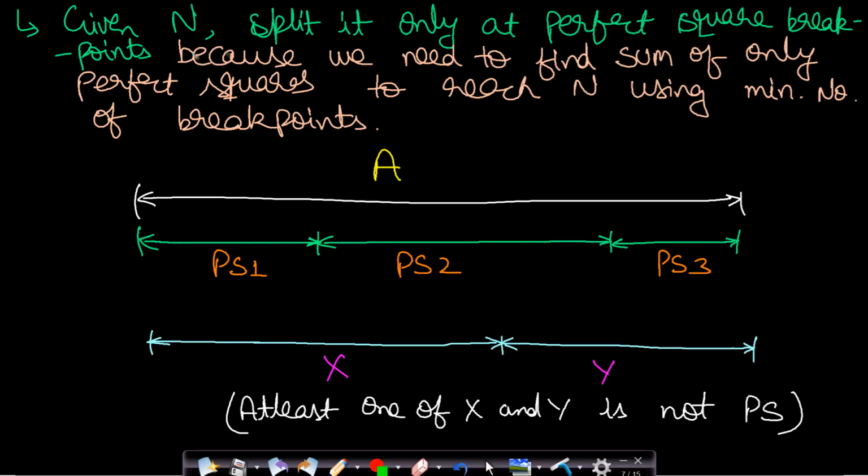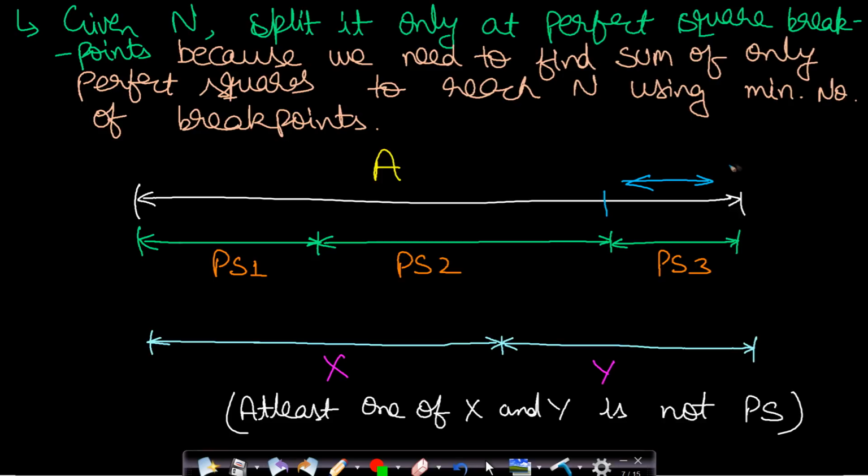Now given n, split it only at the perfect square breakpoints, because we need to find the sum of only perfect squares to reach n using the minimum number of breakpoints. Let us say your number given is a. You cannot simply break at any point. If you are breaking it into perfect square sums, wherever you break, it should come out to be a perfect square.